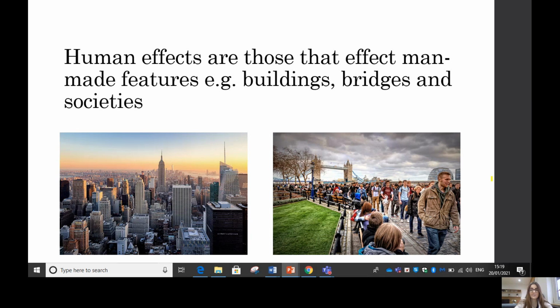So in contrast to physical effects, human effects are those that affect man-made features. So these can be buildings, bridges, societies. It's how it affects people. So the human effects are things that affect man-made features. A man-made feature is something that humans have built. It's not natural. It's not created by the earth. It's something created by humans.